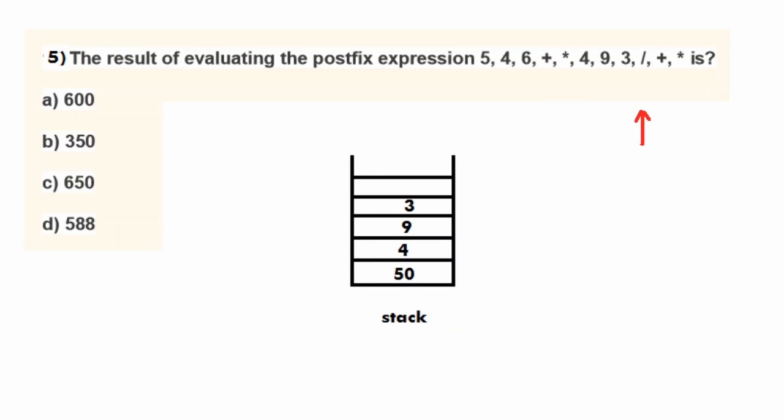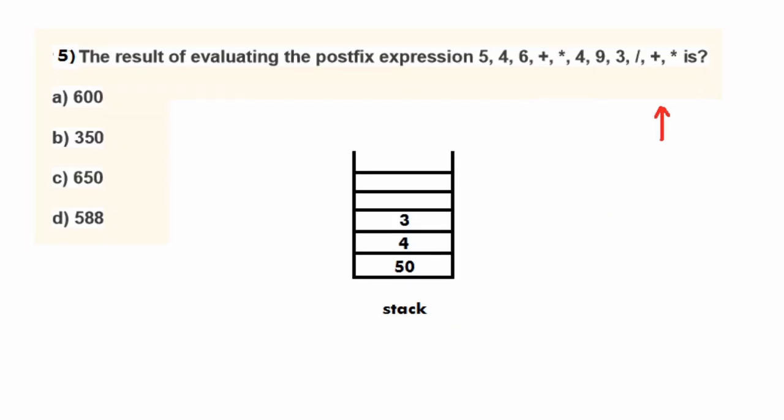After this there is a division operator. In this case we will again take two elements from the stack, which are 9 and 3. On dividing 9 by 3 we will get the result 3. So now again we will push the result in the stack. Then the next element is a plus operator. So again we will take two elements from the stack. After adding 4 and 3 we will get 7. So now again we will push 7 in the stack.